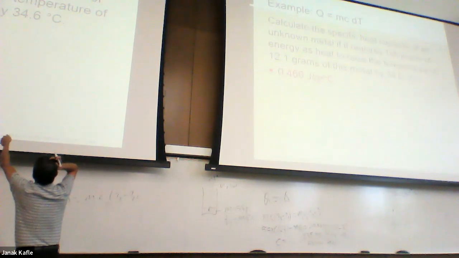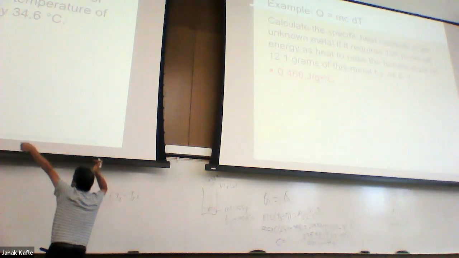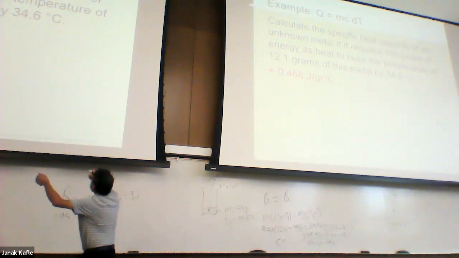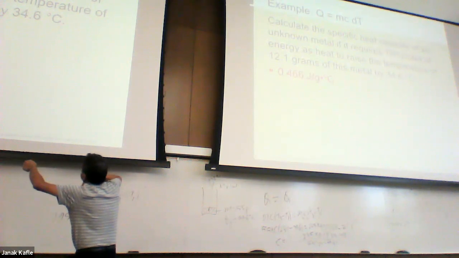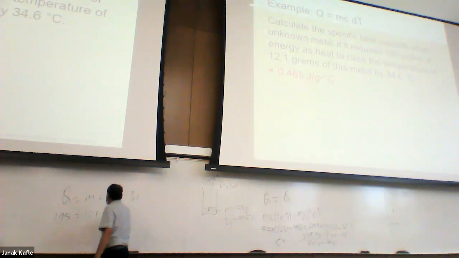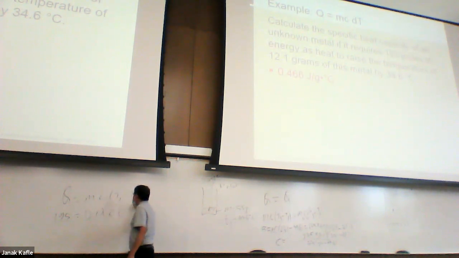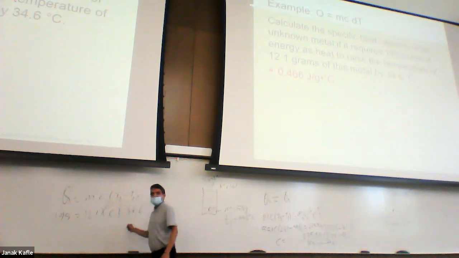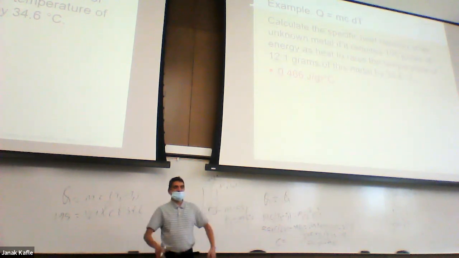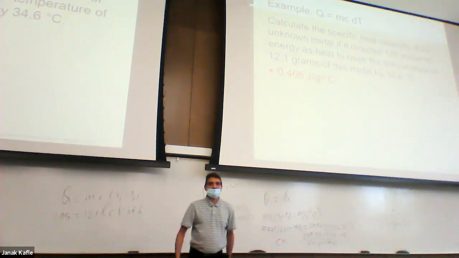Calculate specific capacity. We need to calculate C of an unknown metal if it requires 195 joules of heat energy. So this is 195, and m is given, 12.1 grams. So this has 12.1 gram mass, and C is not given, and T2 minus T1 is 34.6. The problem is not giving T1 and T2, but it is already subtracting T1 from T2 and giving that number. Make sense? Easy.